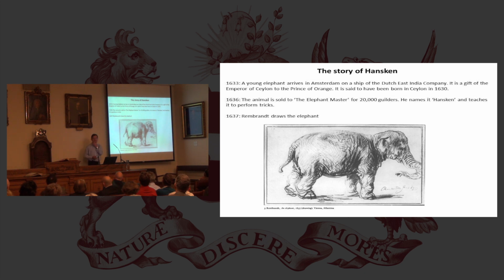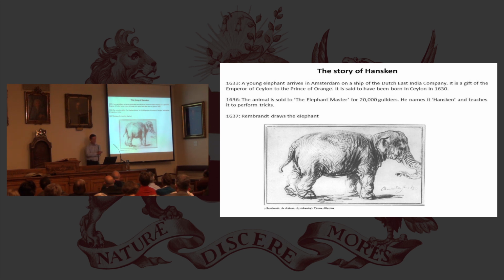And the person who bought it called himself the Elephant Master. It was probably he who named the elephant Hansken, and taught it to do its tricks, and took it touring around basically to make money. There was an artist called Rembrandt in the Netherlands at the time, and he drew Hansken, and this was the first time that he drew Hansken.